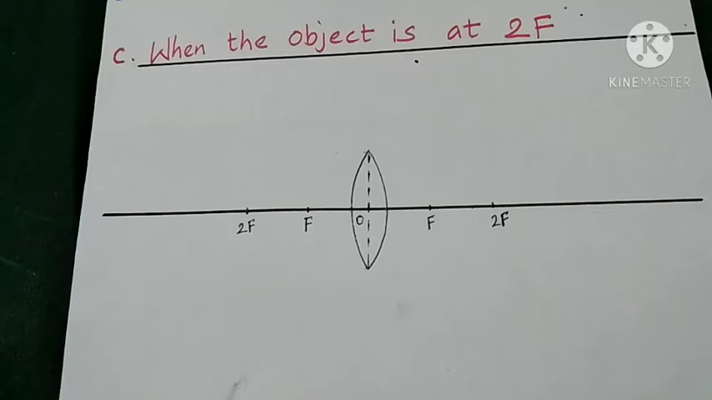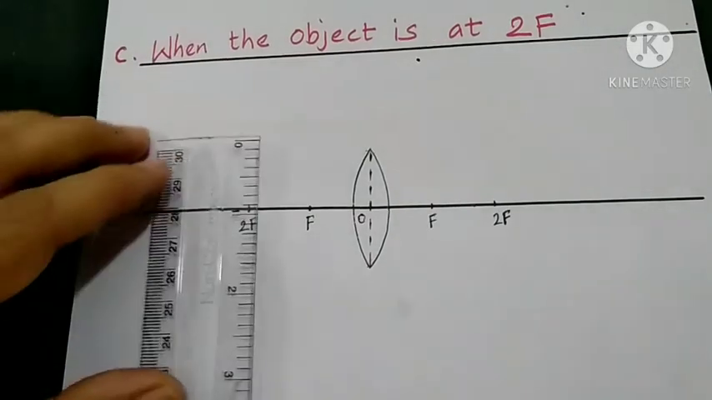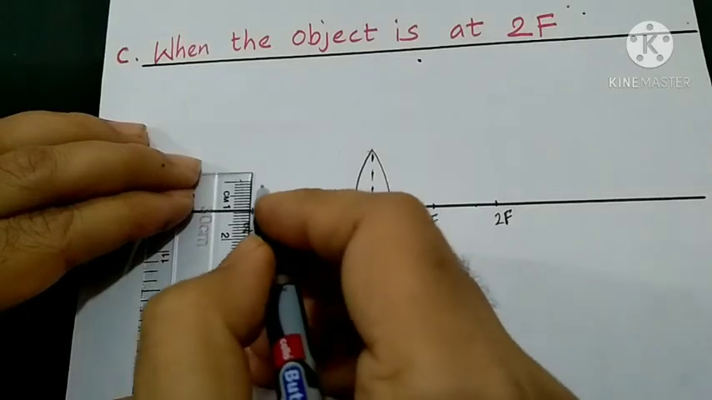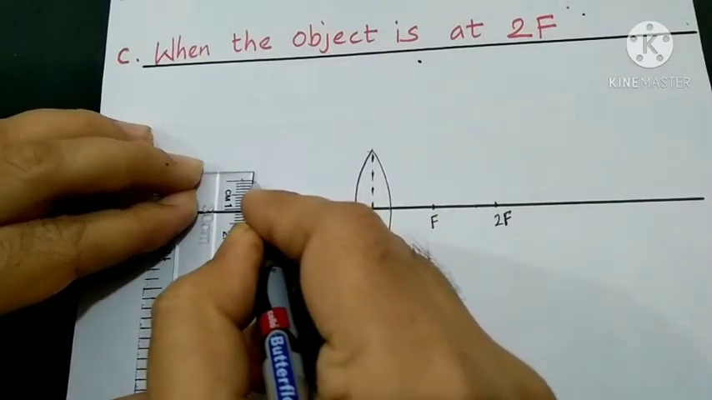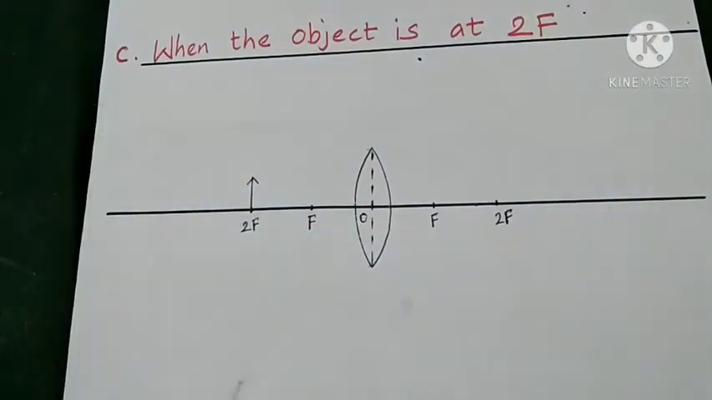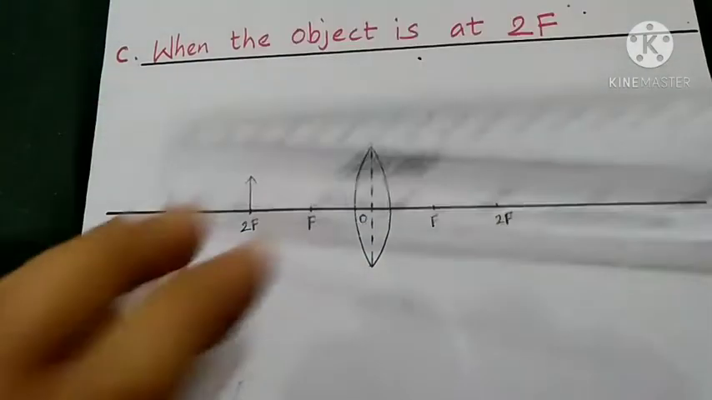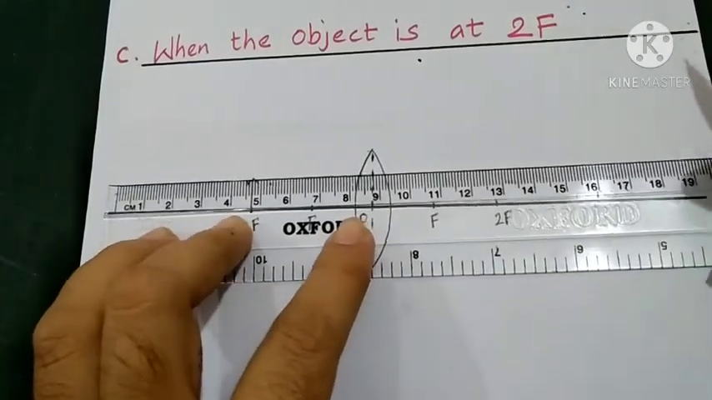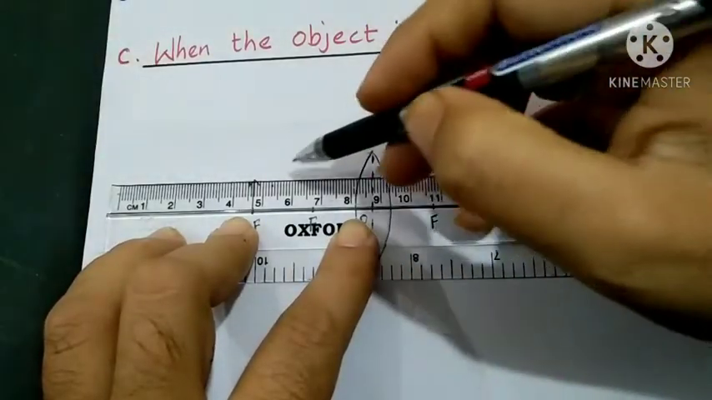Similarly, let's see what happens when the object is at 2f. Let's measure this 2f, the height. I consider height, I take height 1 cm for all the positions. So this is 1 cm. Let's take a couple of light rays.